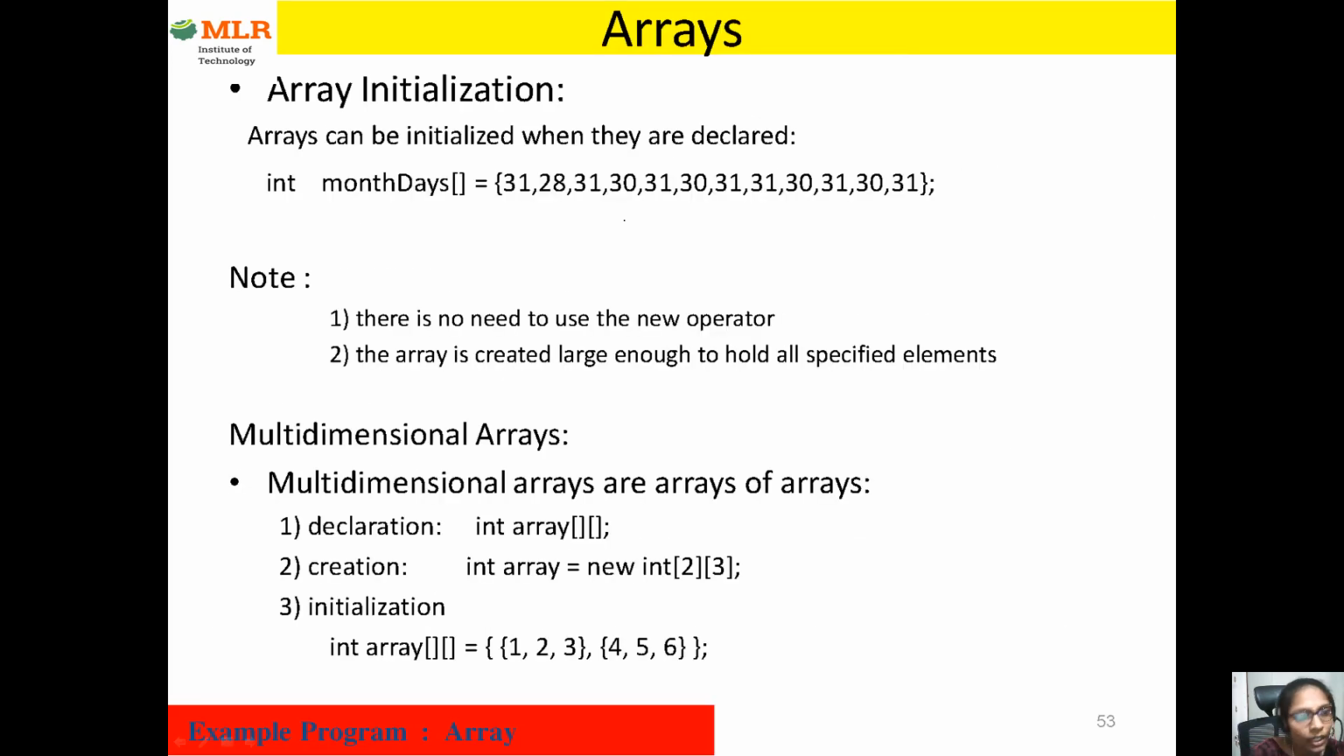Instead of allocating memory using the new operator, at the time of declaration itself, if you want to provide the values, you can assign like this. Open the brace, write as many elements as you want, then close the brace. Based on the number of elements, for example 10 elements or 12 elements, the memory will be allocated for them. So after counting these elements, the memory will be allocated. Here we don't need any new operator, and the array is created with a large enough size to store all these elements.